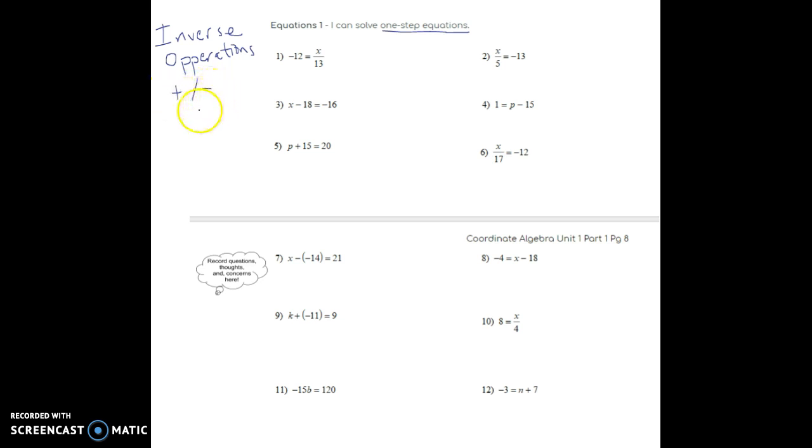So 5 minus 3 is 2, right? And so add 3 back to 2, I get back to 5. Okay? And then multiplication and division are inverse operations of one another. 25 divided by 5 is 5, and 5 times 5 is 25. So I get back where I started. When I undo those operations, I use the inverse.